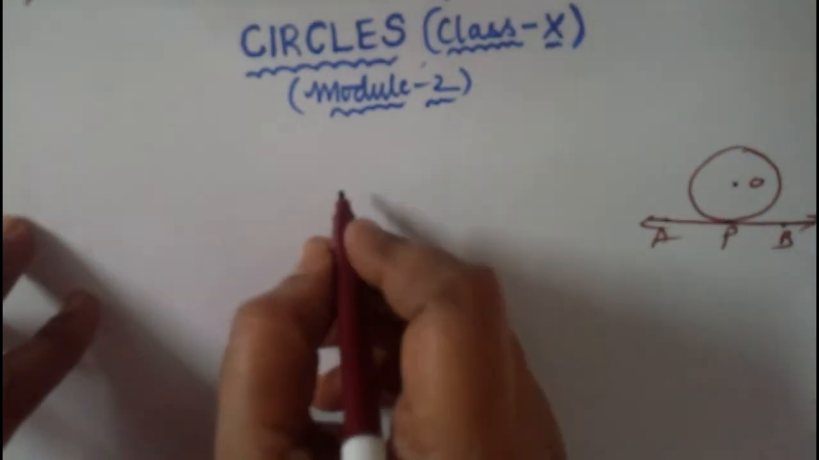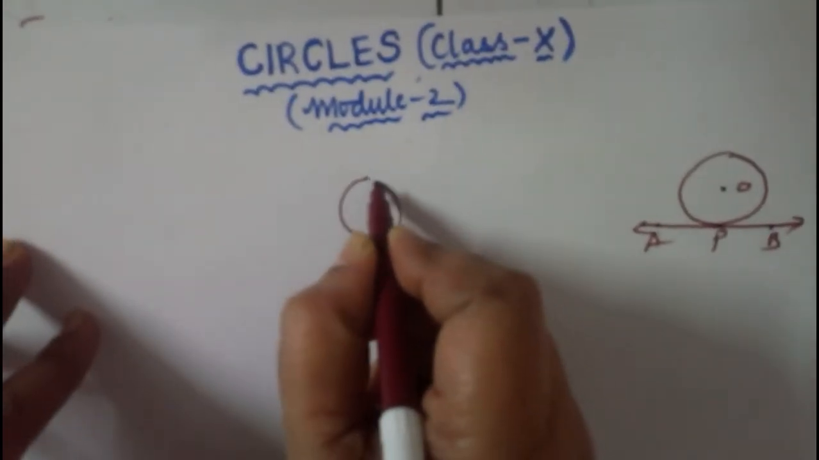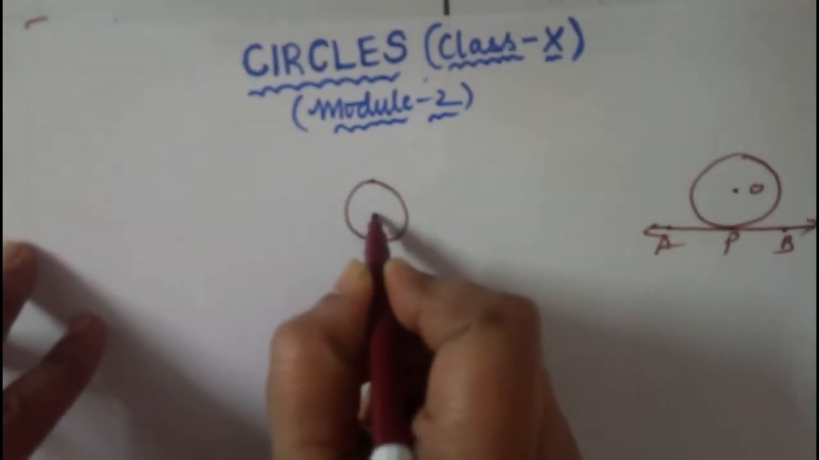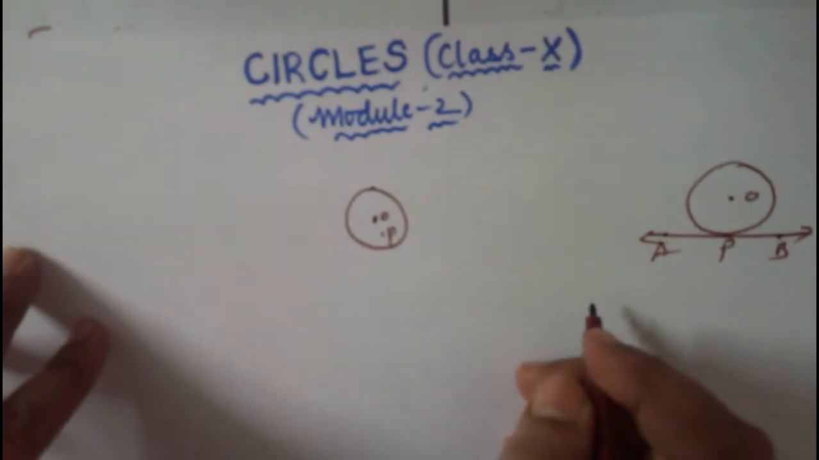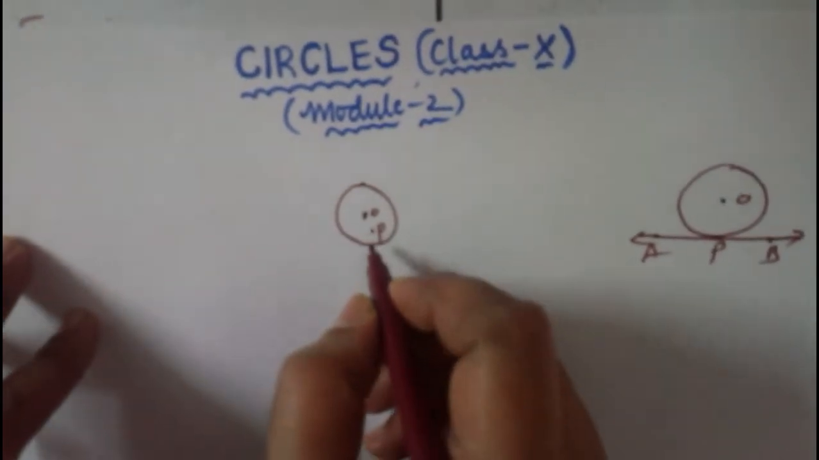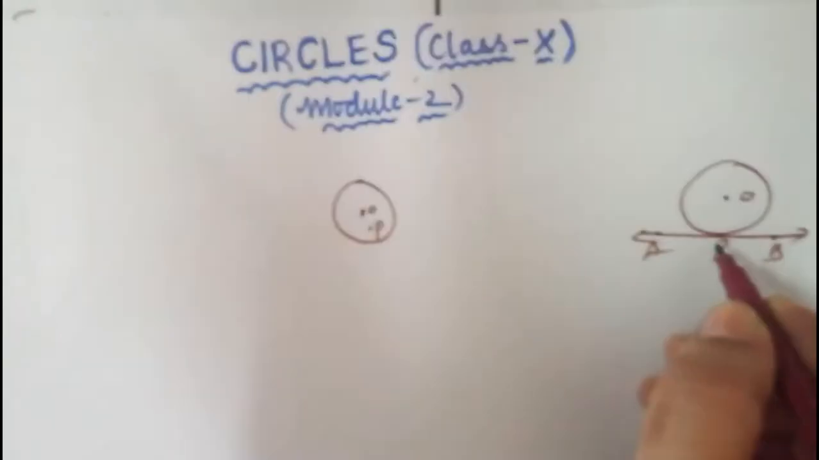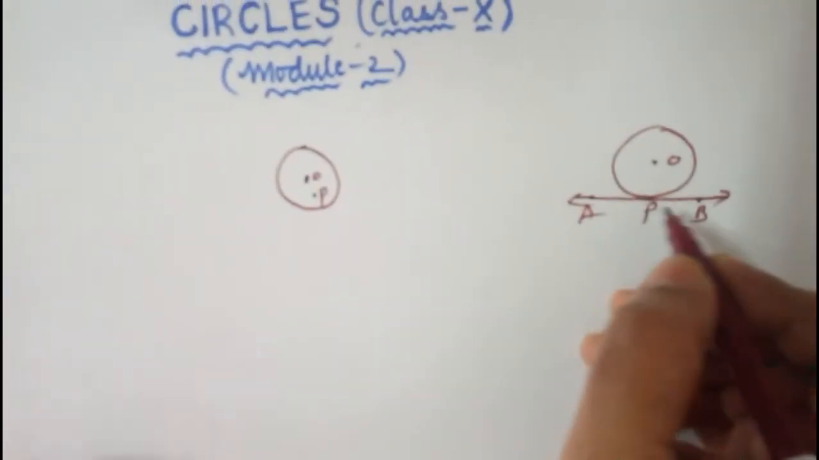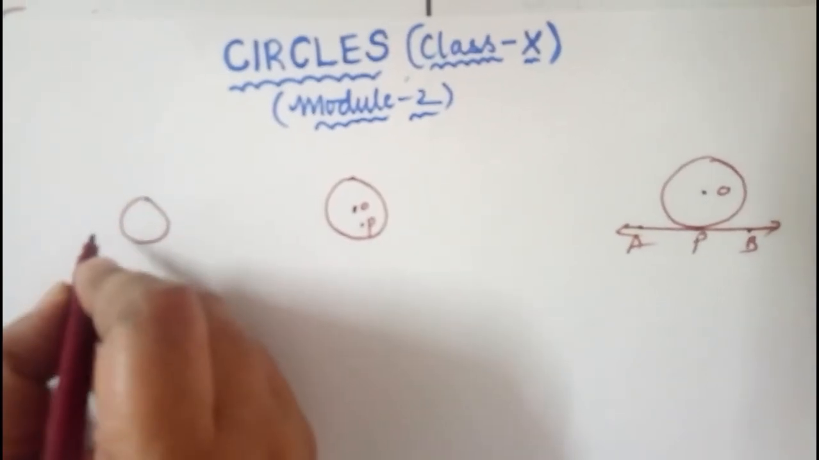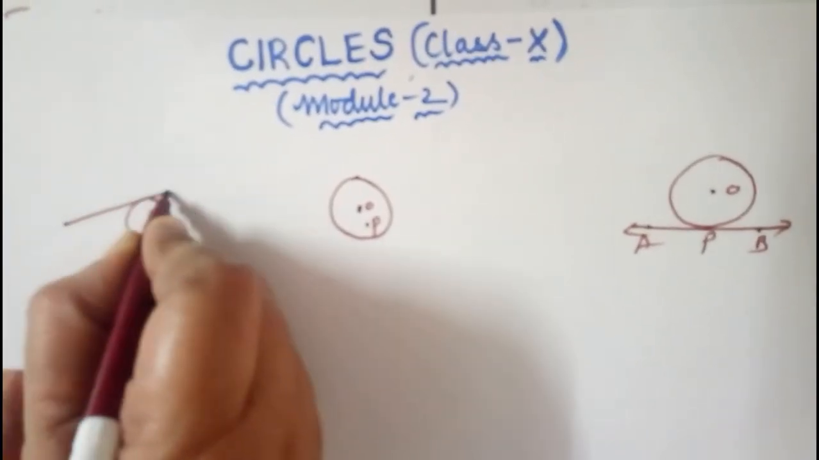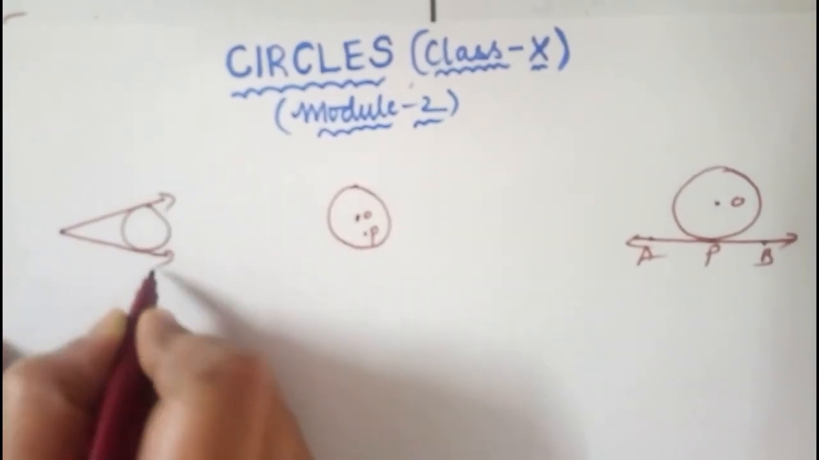Suppose the point is inside the circle, how many tangents can you draw? O is the center, and the point P is inside. We cannot draw a tangent. If the point is on the circle, we can draw one tangent. If the point is outside the circle, how many tangents can you draw? Two tangents.